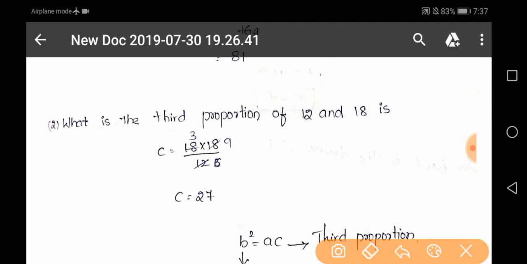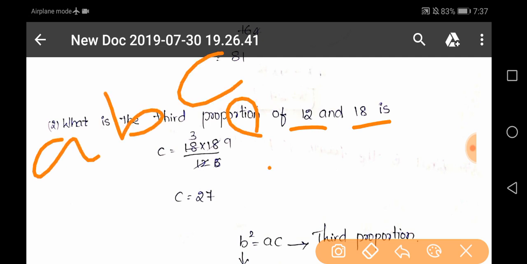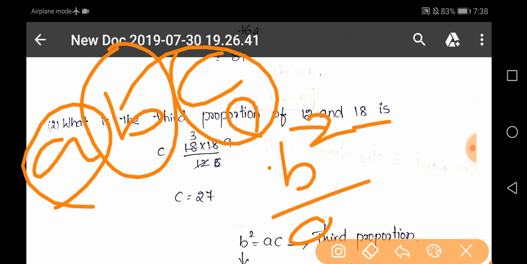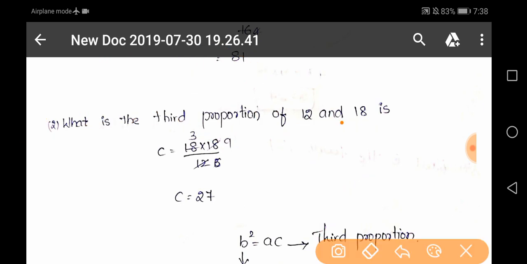What is the third proportion of 12 and 18? Here we can directly solve. No need to do a, b, c. We already know that to find the third proportion, we have to do the second one square by a, right? So b square by a. What is b here? 18 is b. So b into b by a. A is 12.